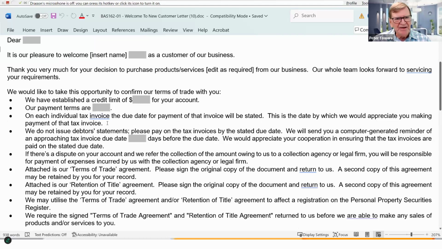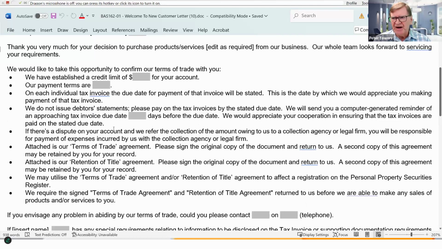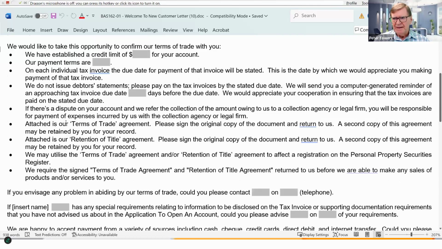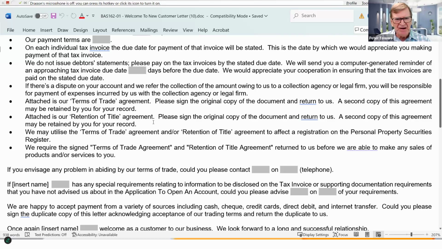So we're spelling out there that it's the tax invoices, that's the document for payment, not the debtor statement. In fact, I wouldn't be sending debtor statements out, but we need to tell the new customer, if your client's not going to send debtor statements, the payments need to be made on the tax invoices. We're asking them if there's a dispute. The terms of trade agreement are attached. Retention of title agreement. These are very important for the Personal Property Securities Register.